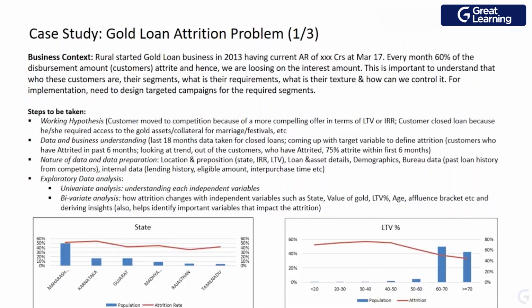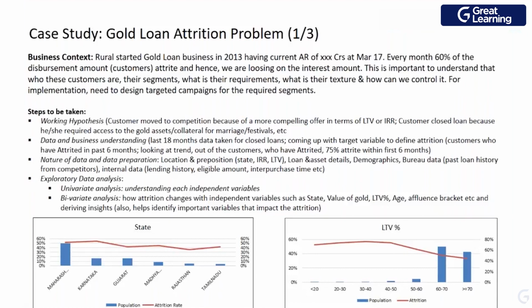Now, in real life, you will have a problem and you will not have a target variable. So even when you say attrition, it's a 0-1 sort of problem, but first you have to define what attrition means. Even in reality, whenever you have a problem, you will have data, you will not have a target variable. You have to create a target variable.